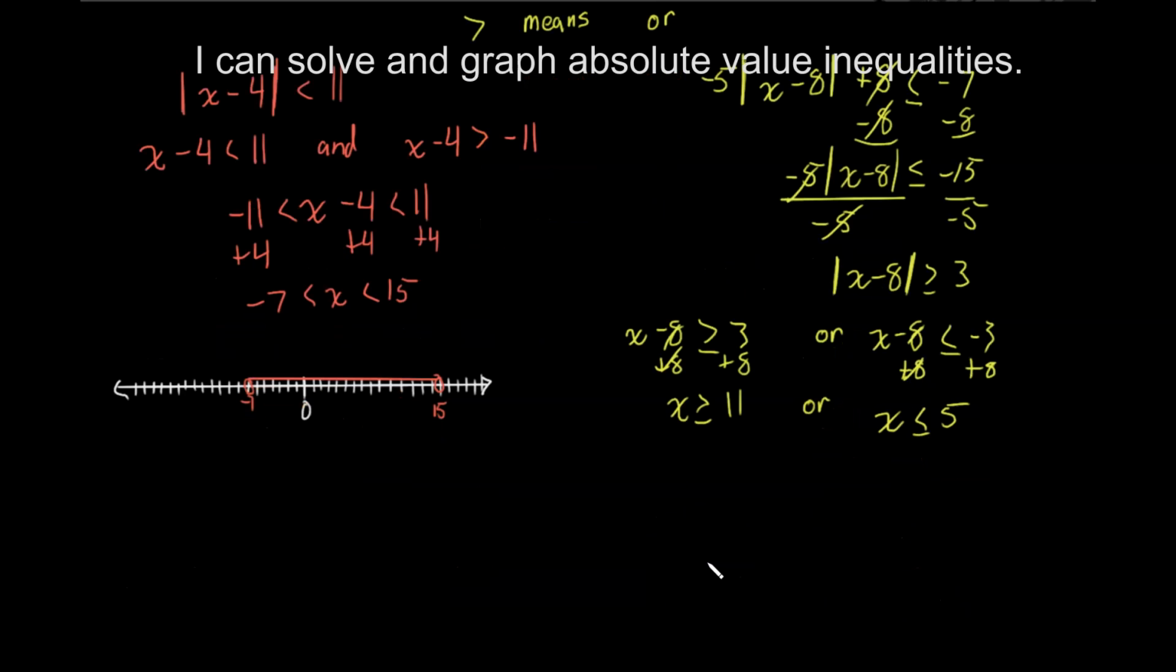Let's graph these really quick. I find 5 right here. I know x is less than or equal to 5, so I fill that in, and it's less than, so I'm moving to the left. Then I have x is greater than or equal to 11. I fill in the dot right at 11, and it's greater than, so I'm moving to the right. This is what my graph would look like for this absolute value inequality.